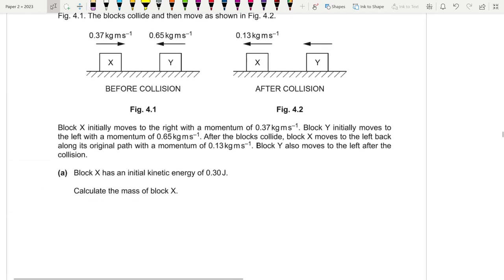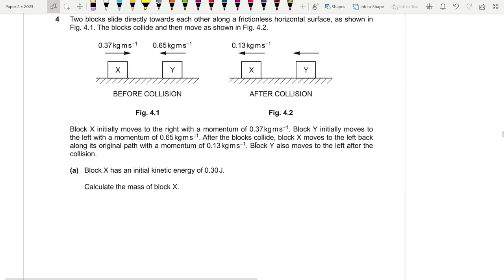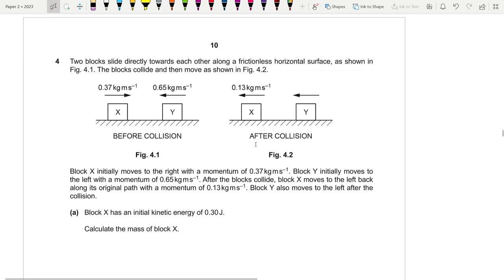Moving on to question number 4. This is a question on momentum. There are 7 questions in total in this paper. Two blocks slide directly towards each other along a frictionless horizontal surface as shown in figure 4.1. The blocks collide and then move as shown in figure 4.2. Block X initially moves to the right with a momentum of 0.37 kg meter per second.